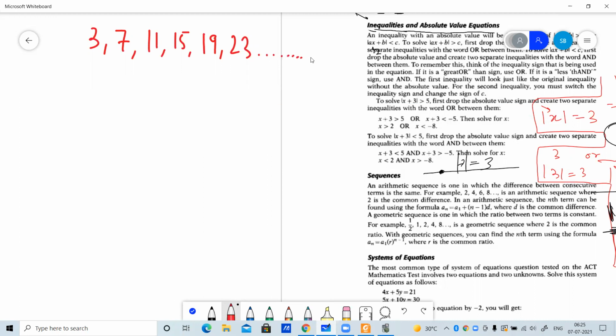So you have a sequence of numbers whose difference is common. Consecutive numbers' difference is common. 7 minus 3 is 4, 11 minus 7 is 4, 15 minus 11 is 4, 19 minus 15 is 4, 23 minus 19 is 4. So those sequences whose difference is common are called arithmetic sequences.